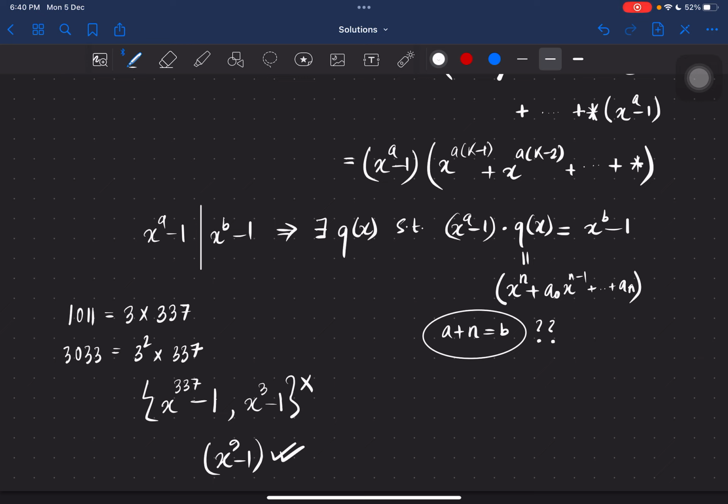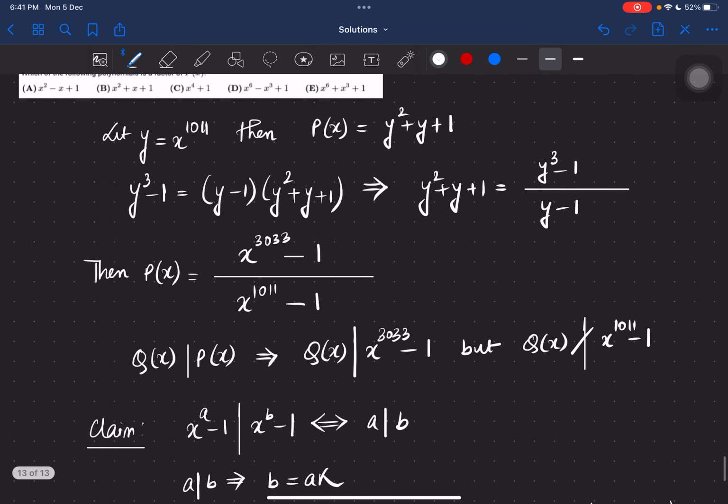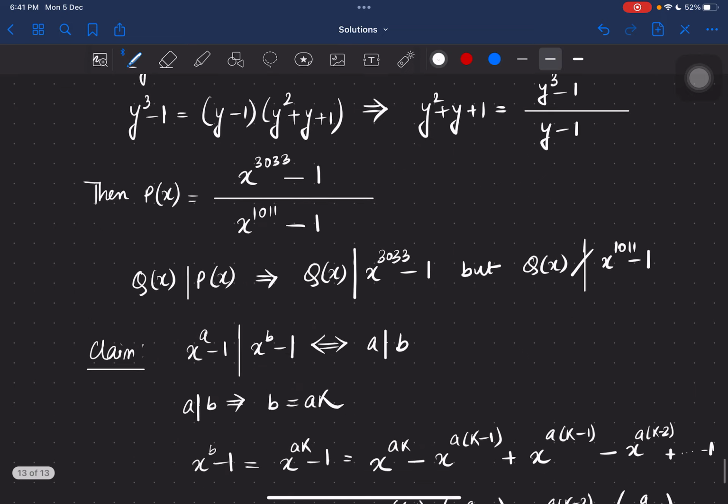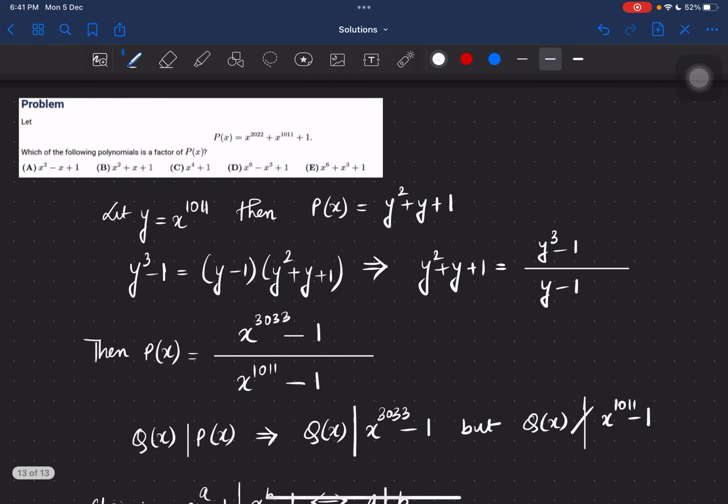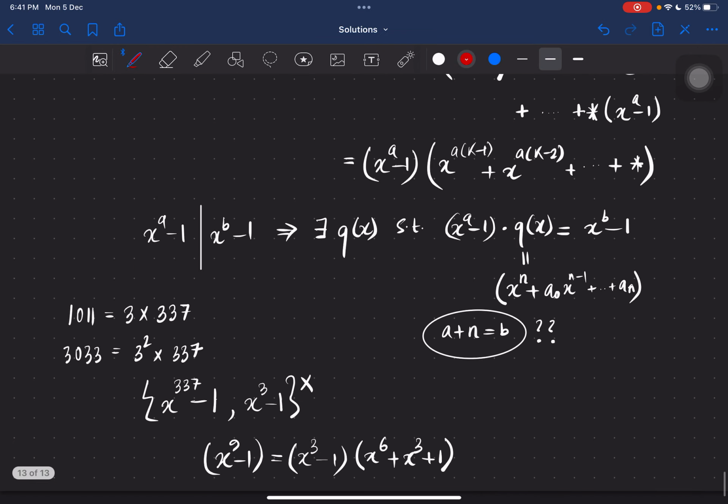But we can further expand x^9 - 1 as (x^3 - 1) times (x^6 + x^3 + 1). This will divide, but let us see what options we have. The option is x^6 + x^3 + 1. That matches with E, right? So E is the correct option. So this gives E.